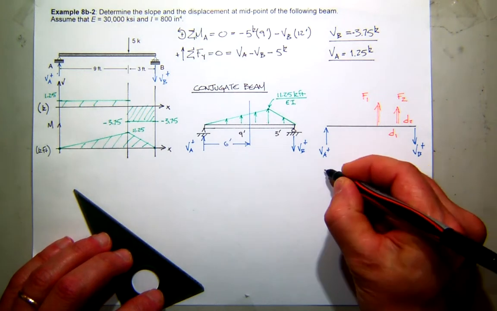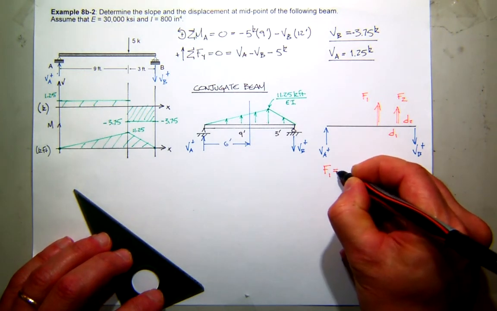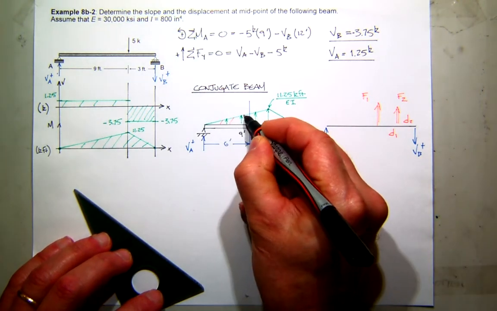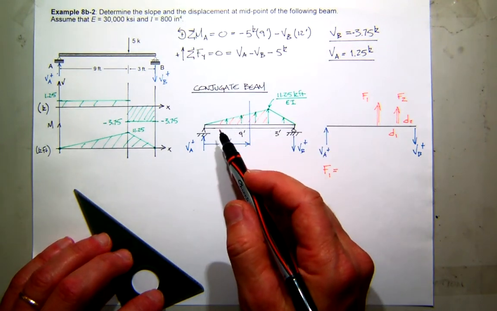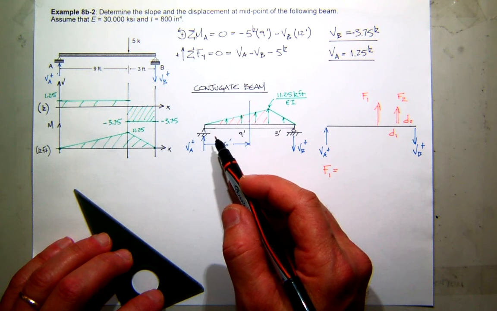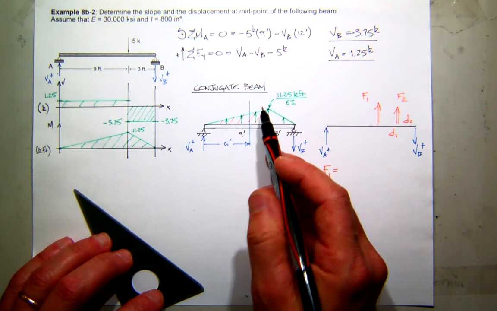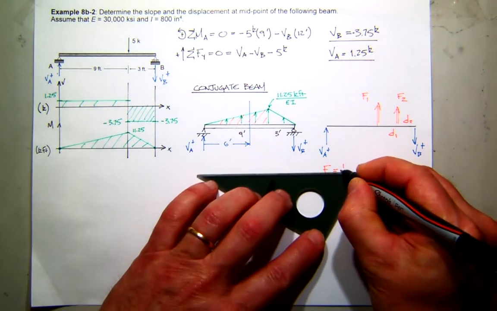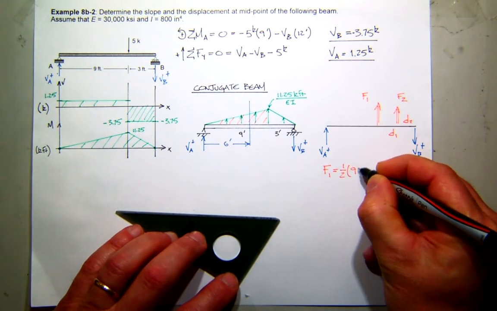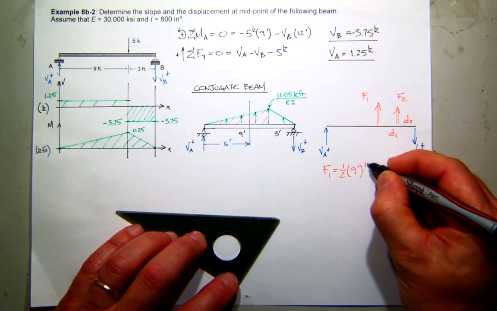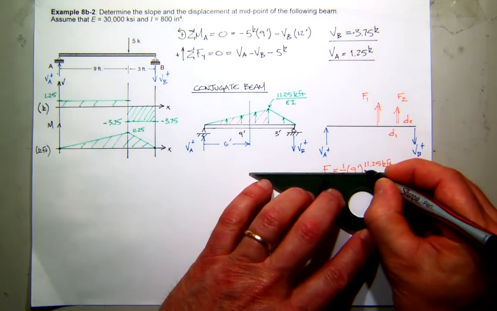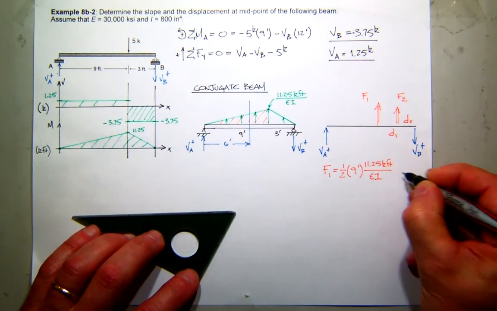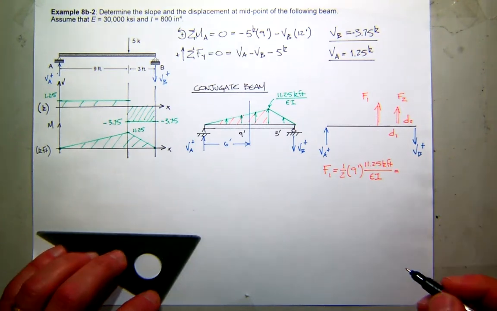Okay? So let's figure out what the force at 1 is. I'll just box this area in. That's my 1. So it's a triangle. Area of a triangle is 1/2 base times height. So 1/2 base, which is 9 feet, times the height, which is 11.25 kip feet, divided by EI. So what's that going to be? Somebody's going to have to help me with that. That's going to be a strange number.